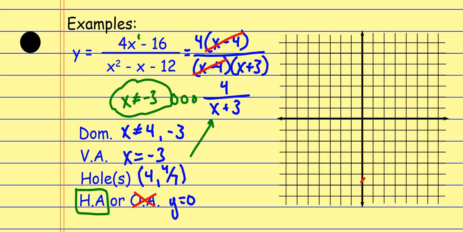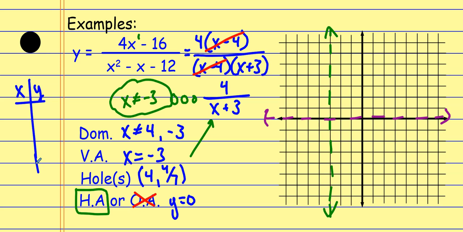I start with the asymptotes. Ready? I've got a vertical asymptote at negative 3. I have a horizontal asymptote at y equals 0. And now from here, it's just a matter of finding out where these pieces are. Do an XY chart. Let me take it off to the side. And make life easy on yourself. Again, when you do the XY chart, use the simplified version.